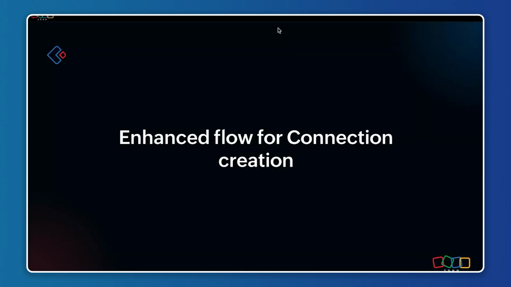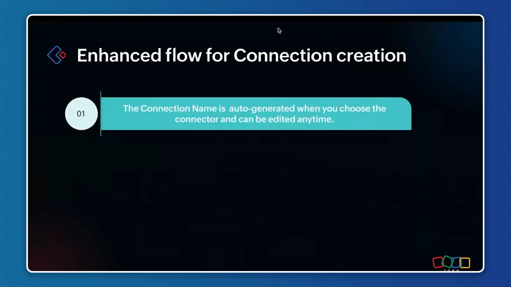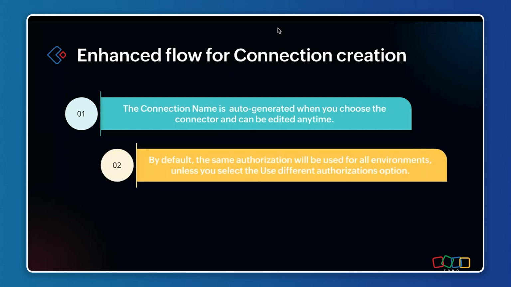to them. Right. So the next update is the enhanced flow for connection creation. So previously, whenever you're trying to create a connection, you have to give the connection name manually, right? Now the connection name will be auto-generated when you choose the connector, and it can be edited anytime.